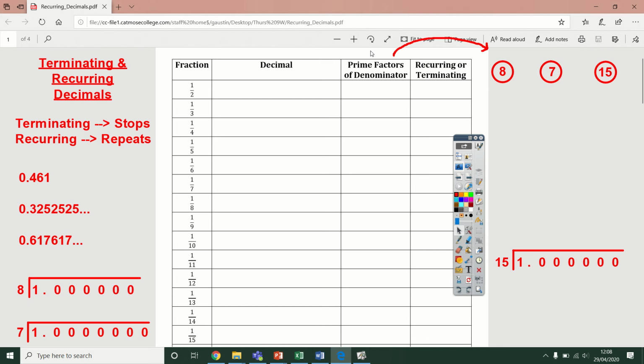We're looking at terminating and recurring decimals. So I want you to be able to know what the difference is between them, and we're going to also work some of them out from their fractions. So first of all, what's the difference between these two things?